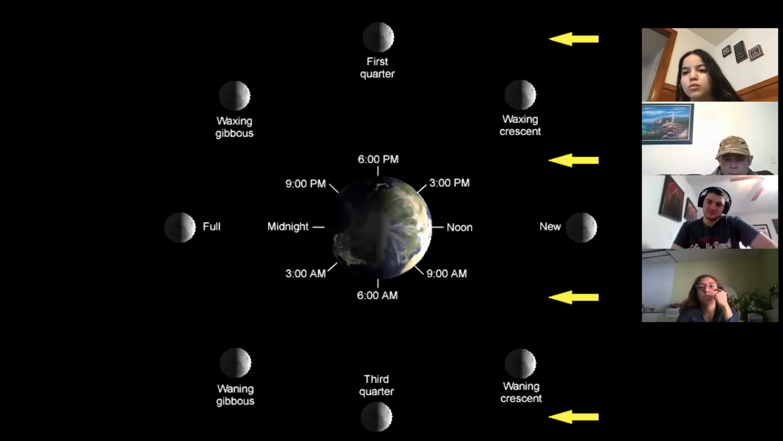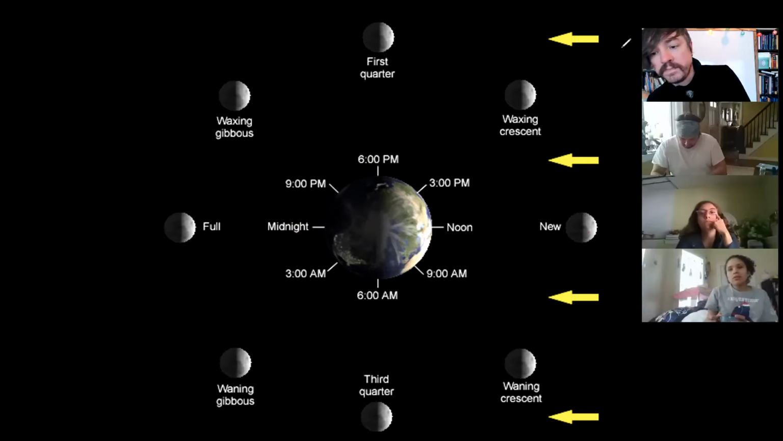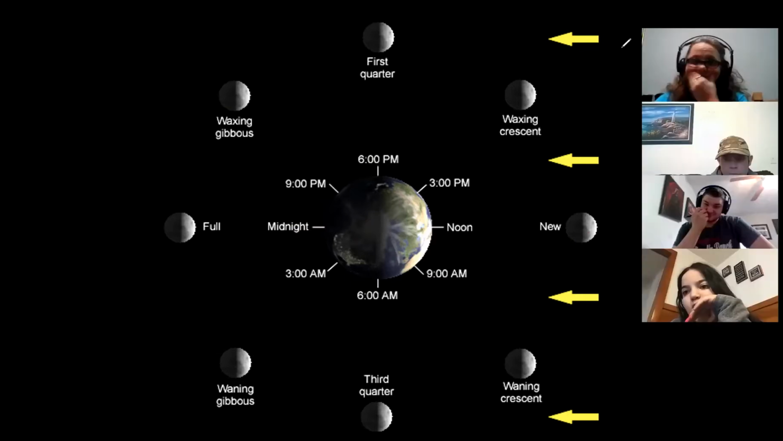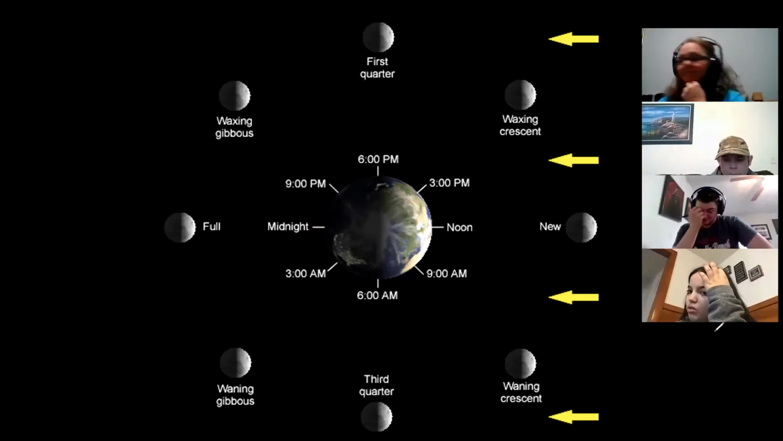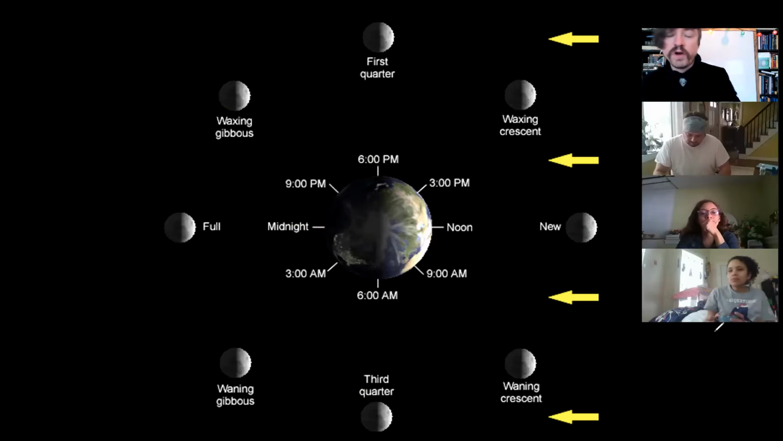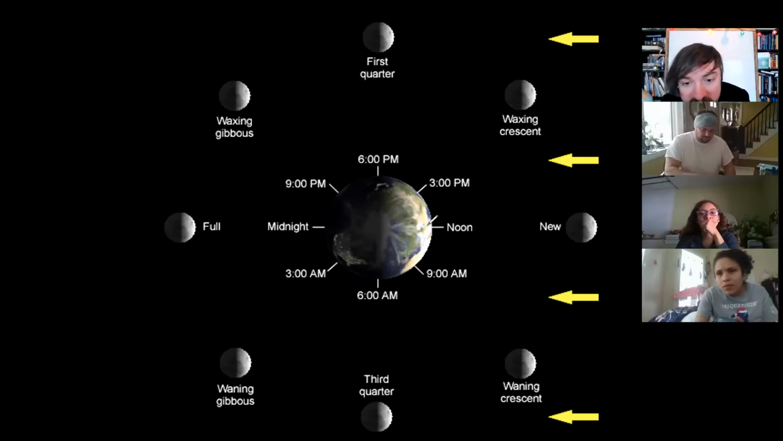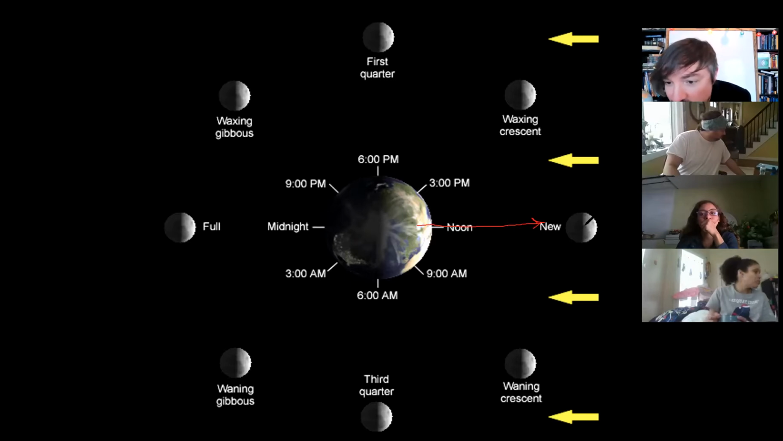What time does the new moon cross your meridian? Is it noon? There you go. Who said that? Jenna? Nicely done, Jenna. Okay, the new moon crosses your meridian at noon, because at noon, your head points in the direction of the sun. That's when the sun is at its highest point in the sky. And apparently, that's when your head also points towards the new moon. That's when it's highest in the sky.